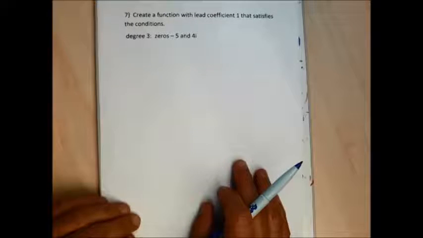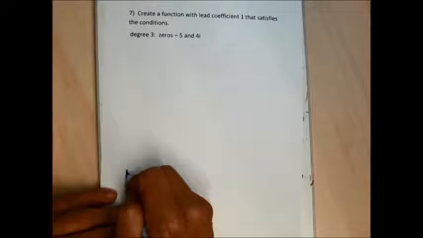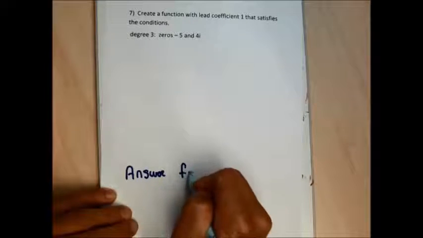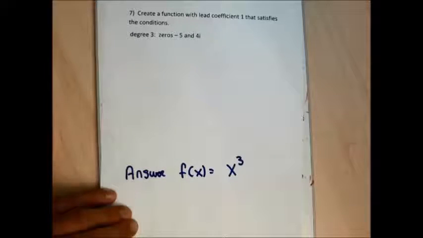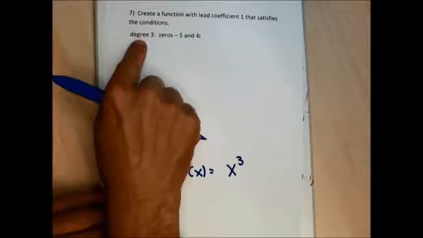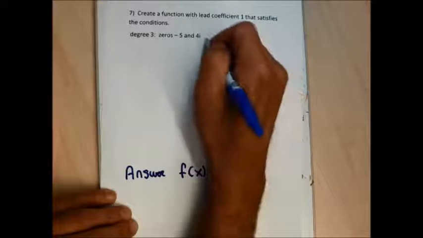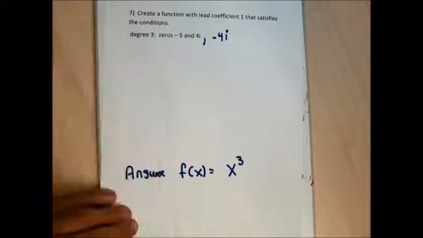For problem 7, I need to create a function that has degree 3. So my answer in problem 7 is going to have a function, and the first term is going to have an exponent of 3. I need to create a function that has degree 3, so I need 3 zeros. I'm only given 2 zeros, but I should know that zeros with i's come in pairs. The fact that 4i is a 0 tells me that negative 4i is also a 0.